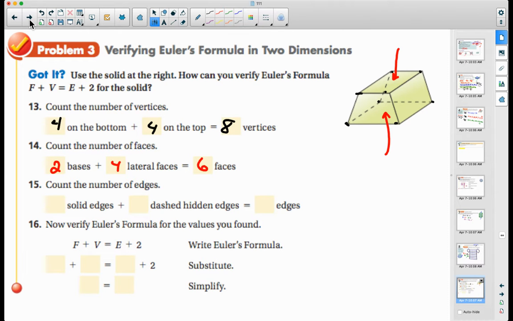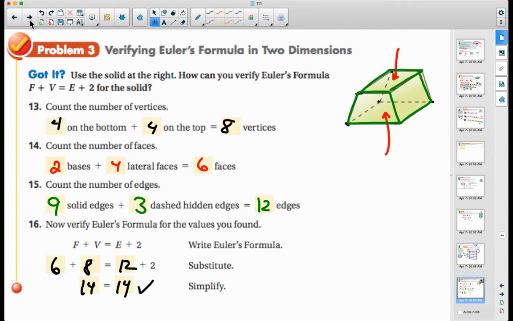All right, now let's count the number of edges. The number of edges, solid edges. So if I count over here, 1, 2, 3, 4, 5, 6, 7, 8, 9 solid edges. All right, and then there's 3 dashed ones. Right, so for a total of 12. Okay, so if I do F plus V equals E plus 2, I'm going to have 6 faces and 8 vertices. All right, and then I have 12 edges. So that's going to be 14 equals 14. So it works. We did it.